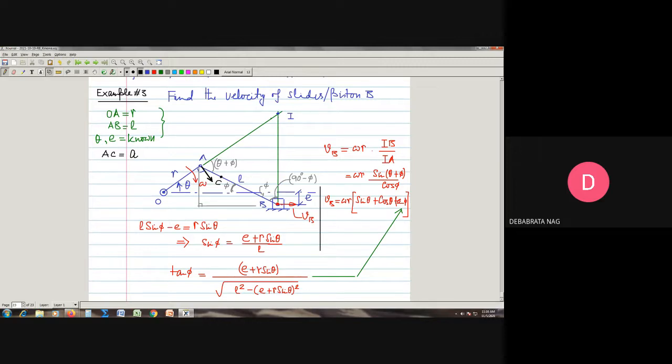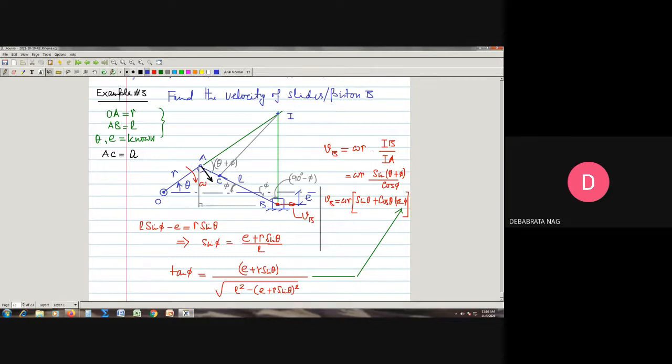For that, what we need to do is to draw this line from here. That means we need to join this IC line. Let me draw it properly: from point I, we need to join this point C. Let us slightly shift this point C here. This is our point C.